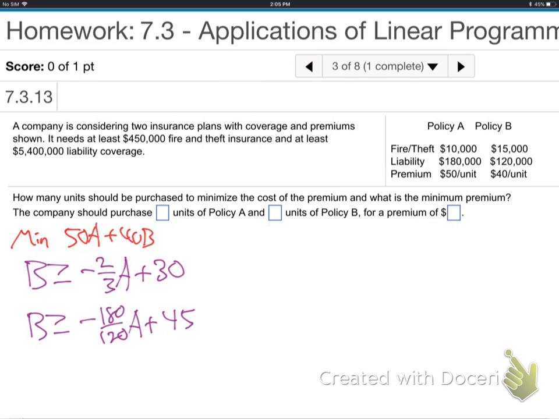Okay, and so type them into your calculator, y1, y2. So this will be y1, this will be y2. You with me? Type those into your calculator, minus 2/3. Make that A an x, just make it x, right? And the second one.